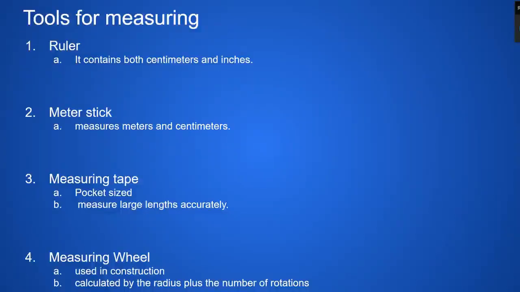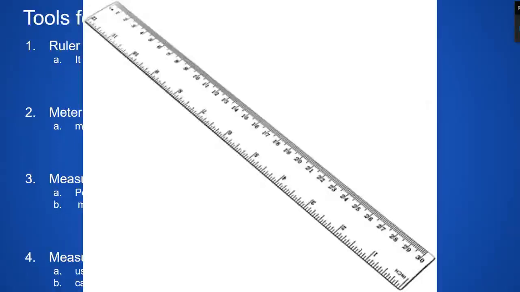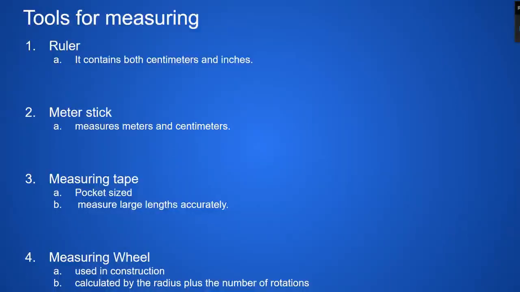Okay, so of course, how would you measure something? You need a tool. Like how you need a tool to build, you need a tool to do this, you need a tool to do that. Same way, you need a tool for measuring. So, a ruler is used by most students. It's very simple. It contains both centimeters and inches, so it's perfect. I hope you have one. If you don't, then go to the nearest bookstore or go online and search up ruler and then get one. Make sure you get an average ruler.